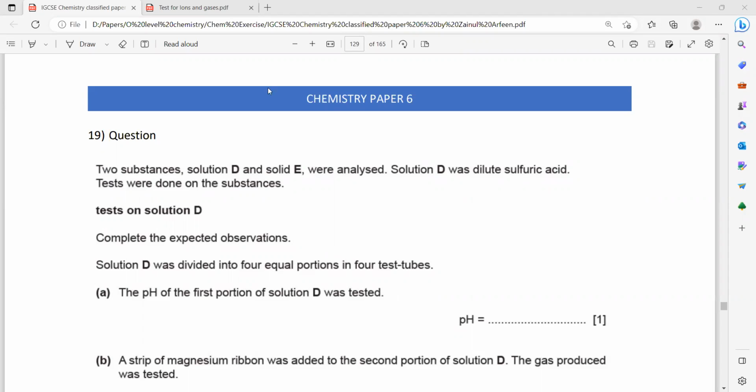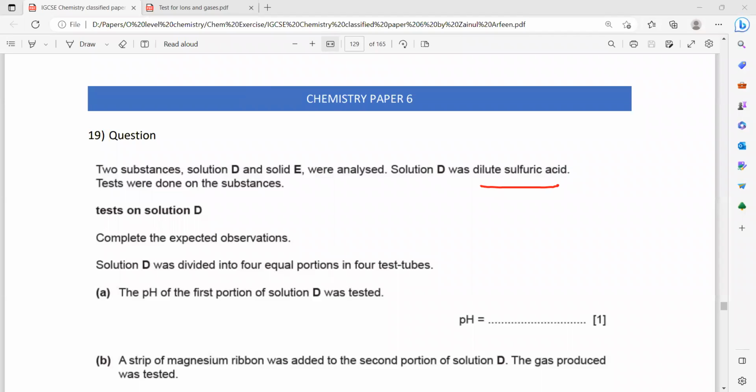So two substances are there, solid D and solid E were analyzed, and D is a dilute sulfuric acid. So it is sulfuric acid, but dilute. So it's a strong acid, but it is diluted. So it is acceptable if you write it's a strong acid. You can mention 1, you can mention 2, or you can mention 3 as well, because when we dilute even a strong acid, the pH will increase.